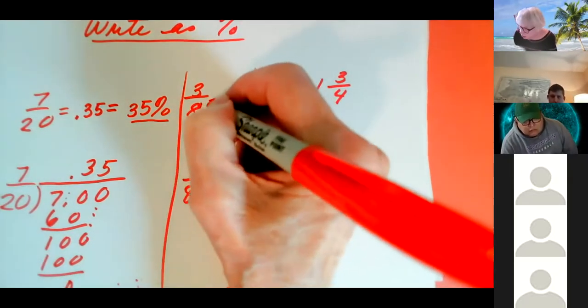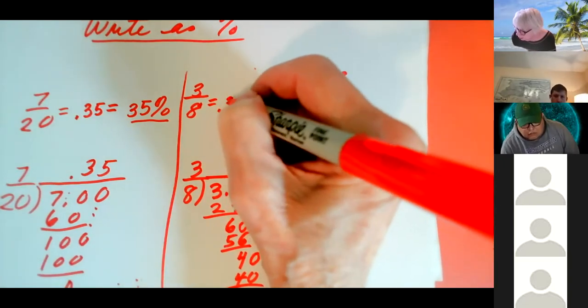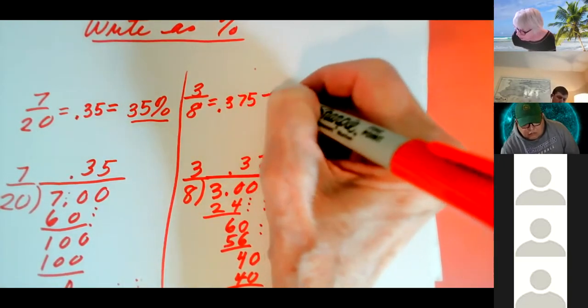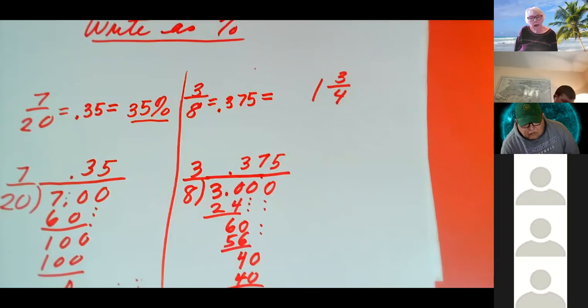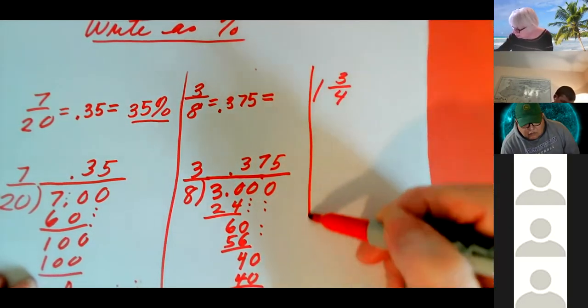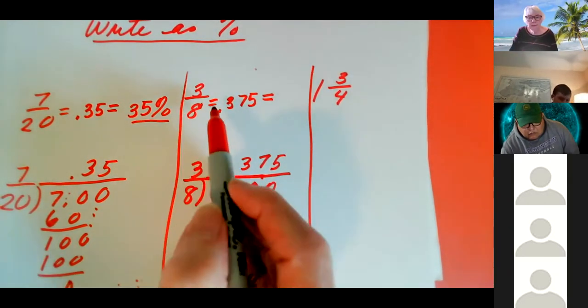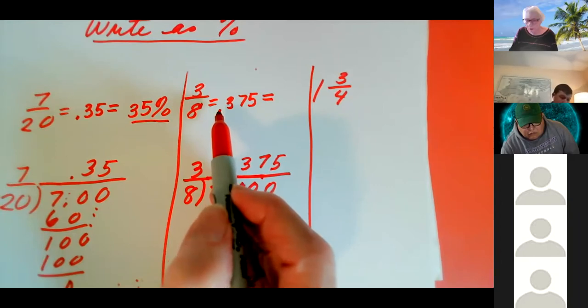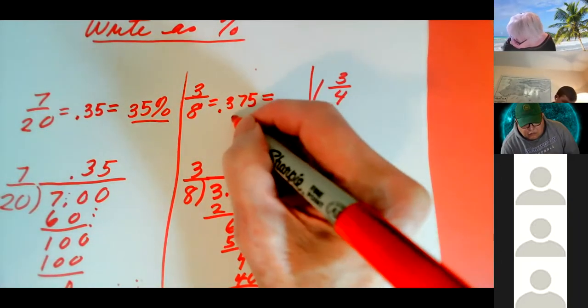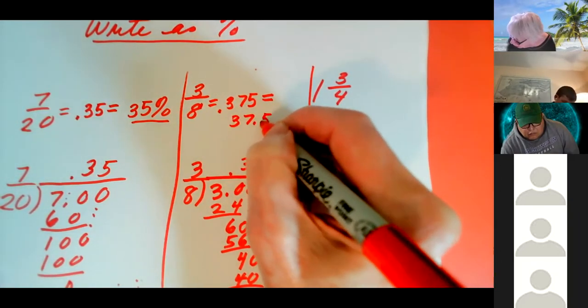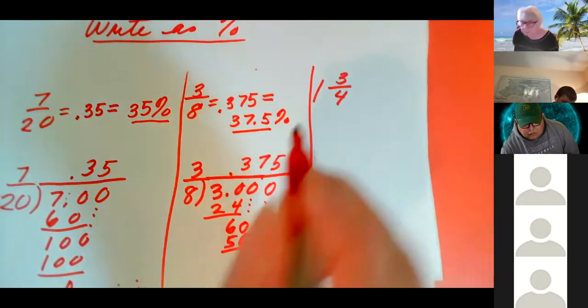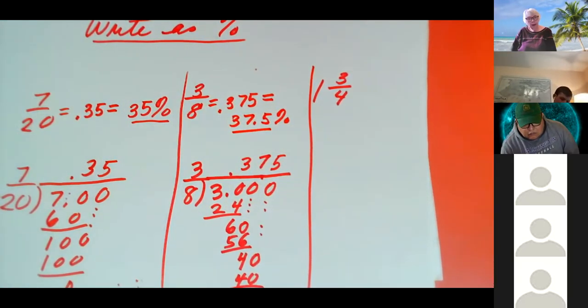So 3/8 is 0.375. I need a percent. Anybody? 37.5%. Yeah, 37.5%. Okay.